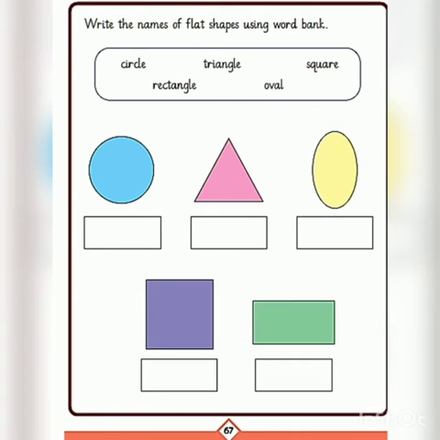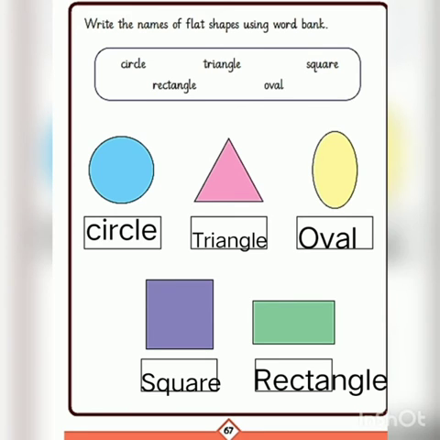Move to our exercise. Open page number 67. Write the name of the flat shapes using word bank. Students, हमारे सामने एक word bank है. उसकी मदद से हमने flat shapes पे उनके correct box में उनका correct name write करना है. First one is circle. इसी तरह C-I-R-C-L-E, circle. Next one, triangle. T-R-I-A-N-G-L-E, triangle. Oval. O-V-A-L, oval.